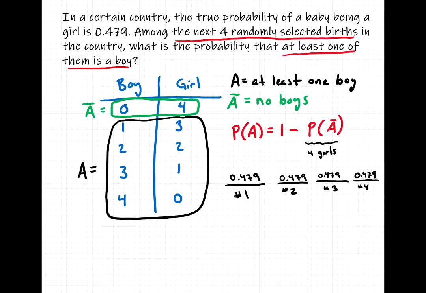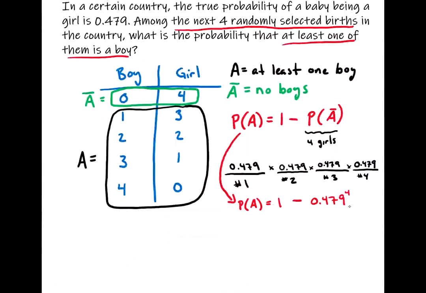Remember, and means multiply. The multiplication rule is the rule for and. So we're going to multiply these 4 numbers. That means the probability of our event A, which is at least 1 boy, is equal to 1 minus the probability of no boys, which is 0.479 times itself 4 times, or 0.479 to the 4th power. That should do it for this problem. Now we just have to crank out the number.